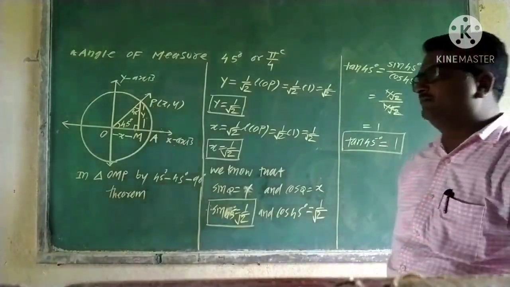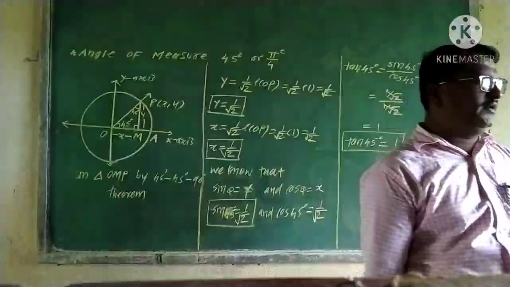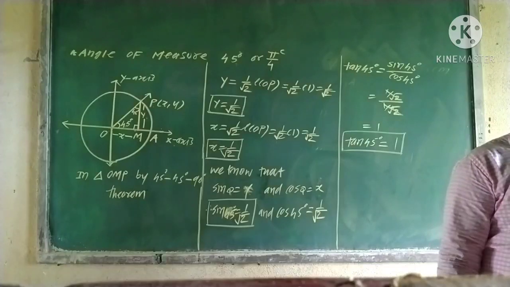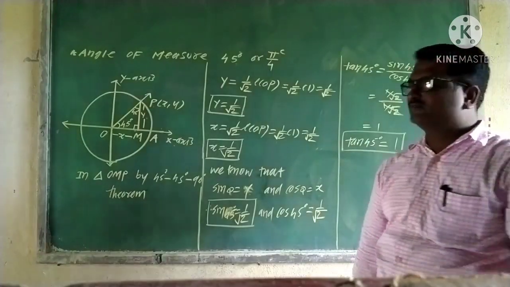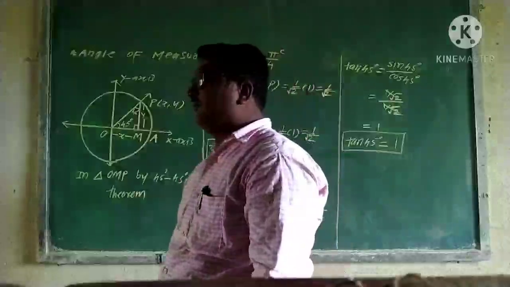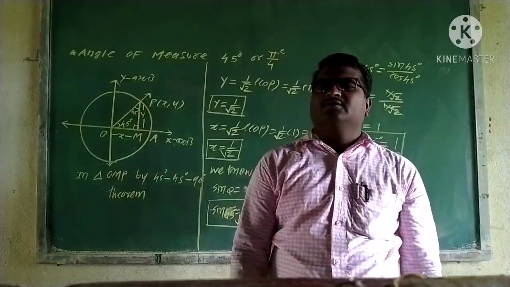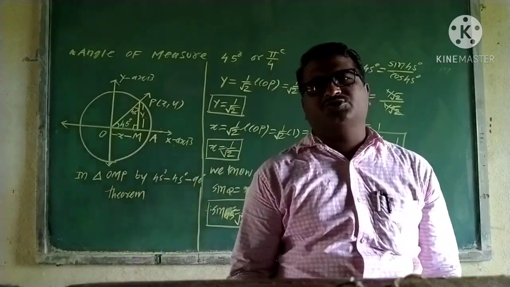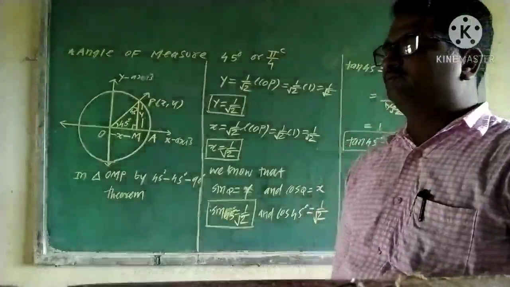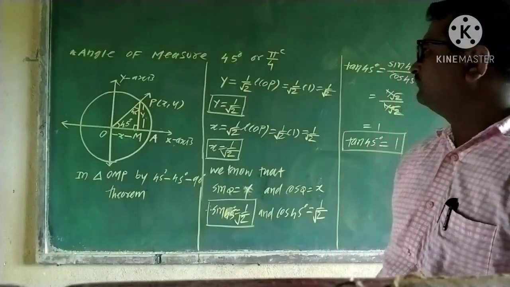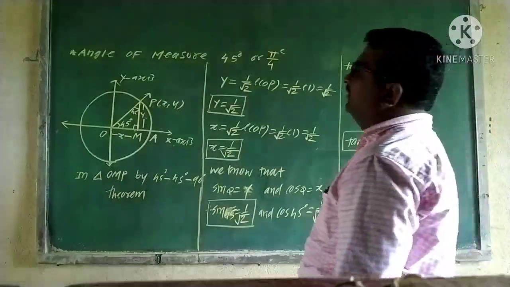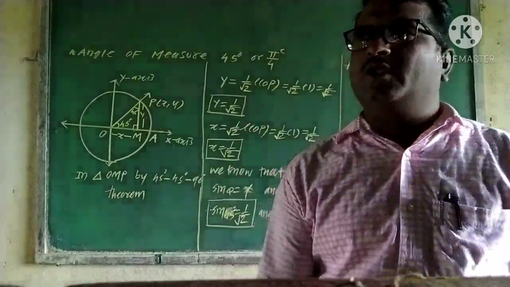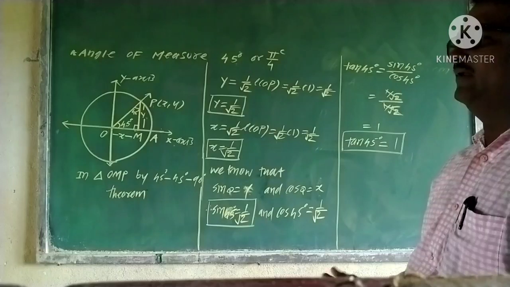Similarly, we can find the remaining trigonometric functions by using the relation between cos, sin, tan, sec, cosec and cot. These are the values of trigonometric functions for different angles.